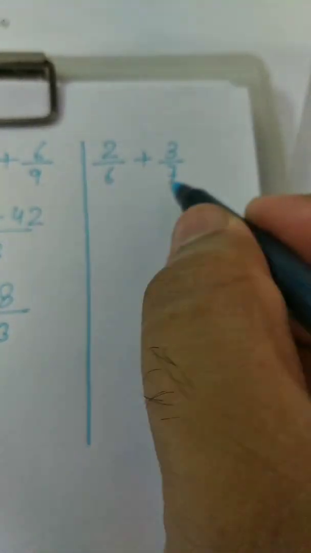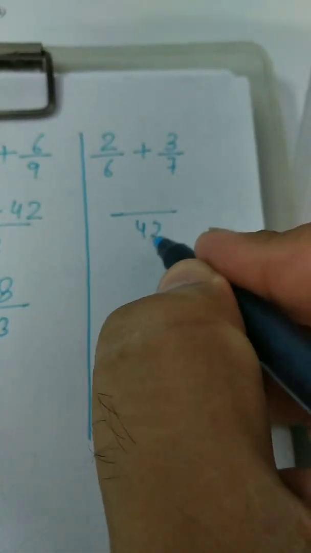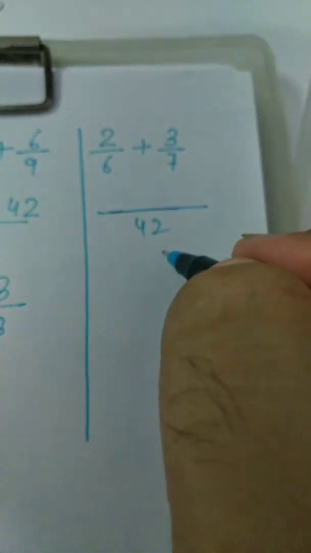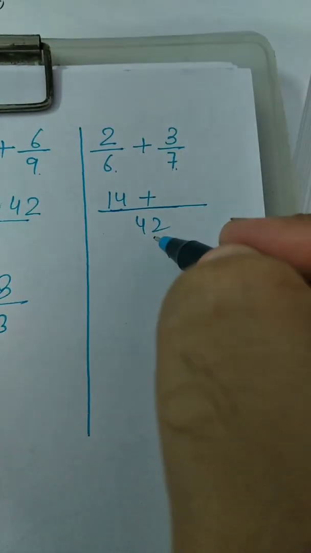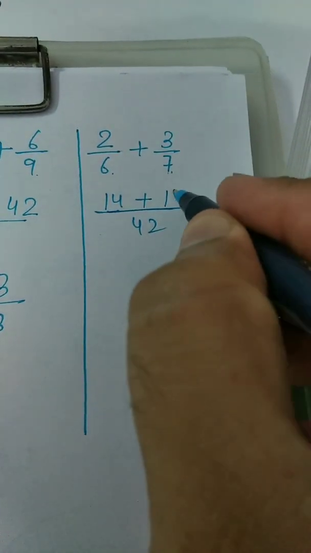Now take the LCM of 6 and 7. 6 7s are 42. LCM of 6 and 7 is 42. 6 की टेबल में 42 कब आता है 7 जा, तो 2 7s are 14 प्लस 7 की टेबल में 42 कब आता है 6 जा, 6 3s are 18.